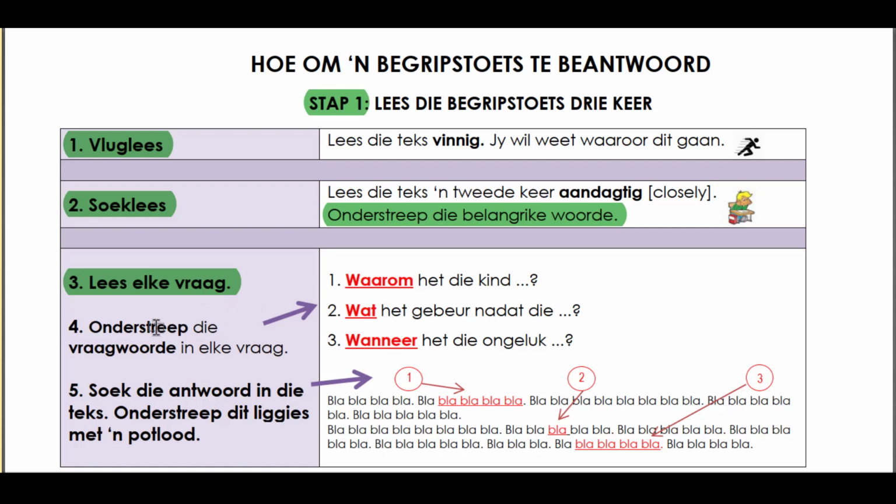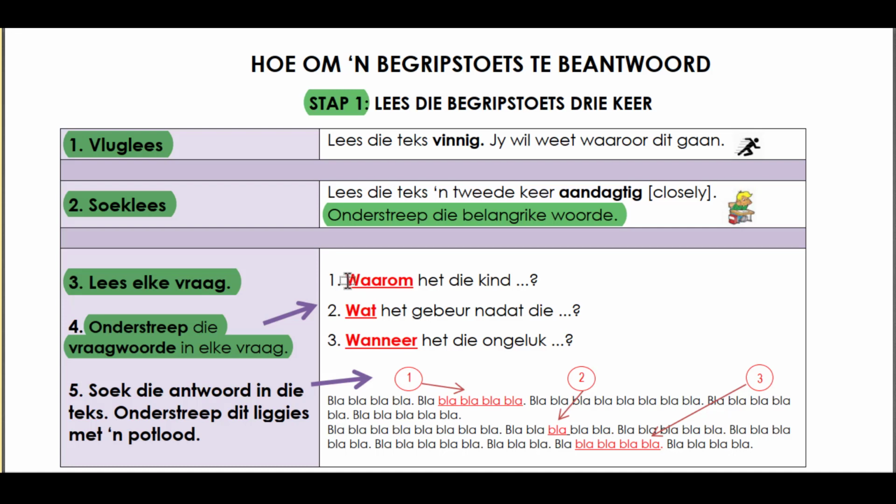So, a very important thing that I tell the students when they are answering a reading comprehension is that they need to understand the question. And the only way to do that is to highlight important parts of the question. Words like waarom, wat, wanneer, hoe. Those are words that tell you what the expectation of the question is.